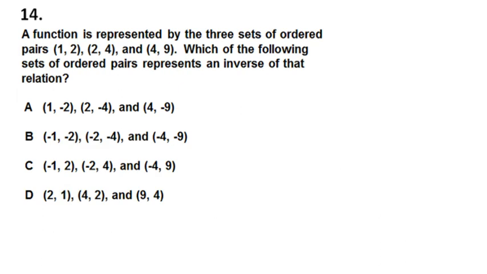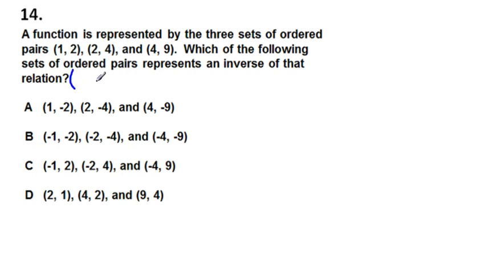Let's go on to the next problem, 14. We have a function represented by the 3 sets of word pairs, 1, 2, 2, 4, and 4, 9. So this one here seems like the ones who missed. If you were there in class, you got this right. And if you weren't there in class, you got it wrong. Fortunately, most of you were there in class. What it is, it's a matter of just reversing the order of the coordinates.